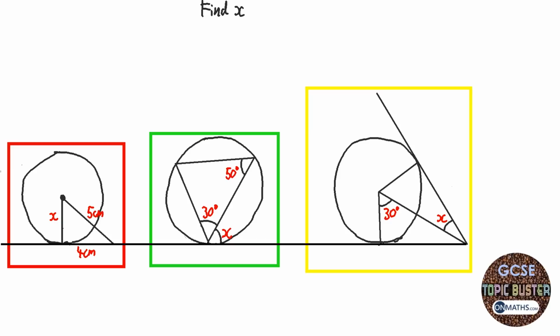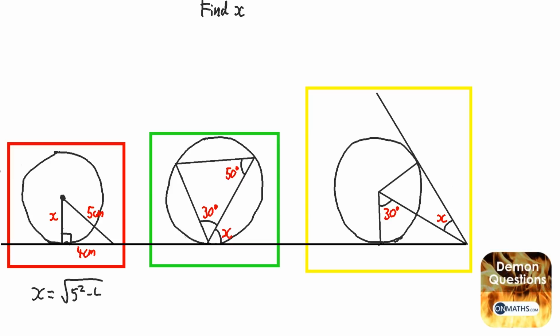Okay, so on this first one, first thing to notice is obviously this is a right angle triangle, and the reason for that is the angle between a radius and a tangent is 90 degrees. And then we work it out by using Pythagoras, so 5 squared minus 4 squared, root 9 equals 3. Okay, so x is 3 centimeters.